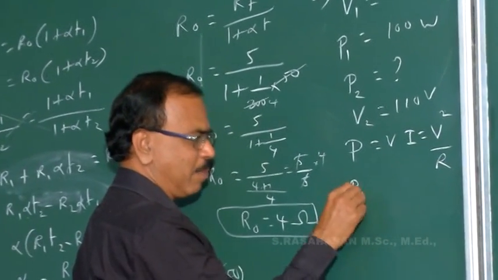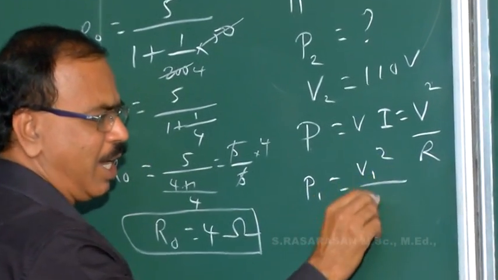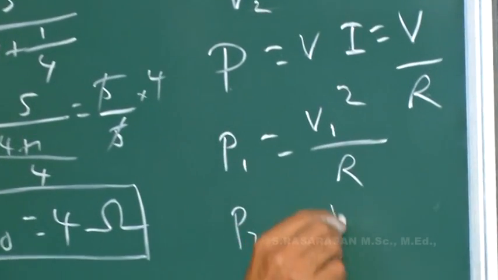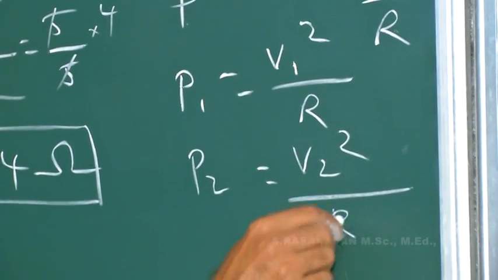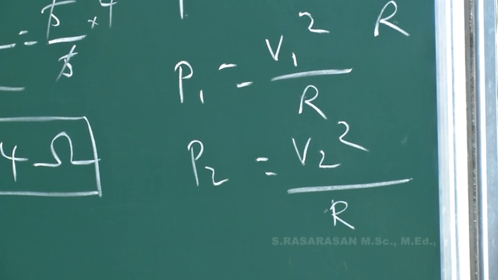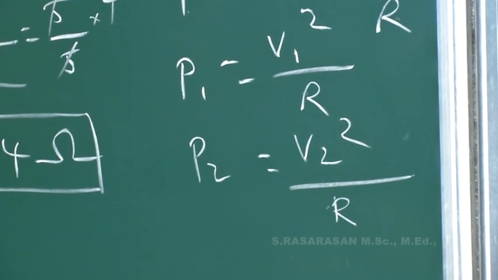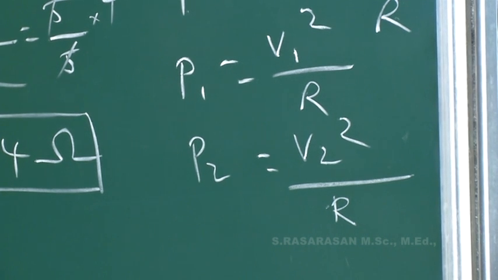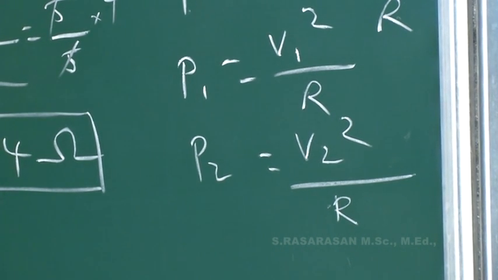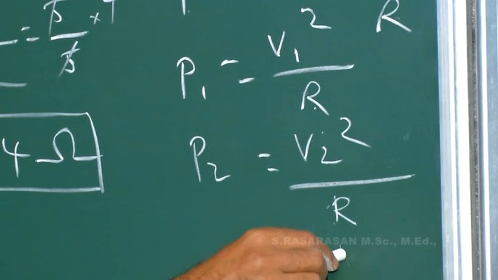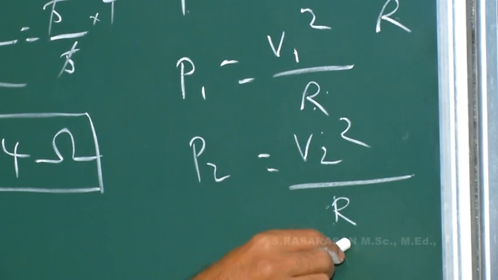So write it. P1 is equal to V1 square by R and P2 is equal to V2 square by R. Why am I writing R for both? For one bulb, for one tungsten filament, there is one resistance. One wire can have only one resistance. So the resistance is the same. Same bulb, same resistance. That's why I use R for both.